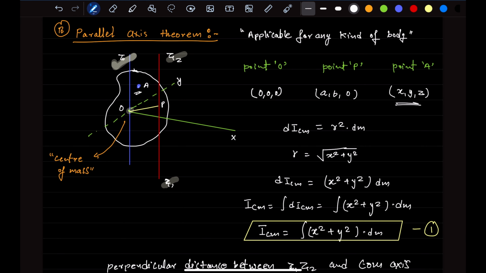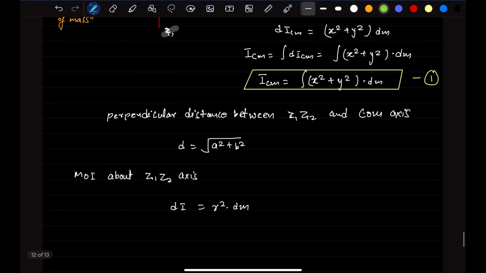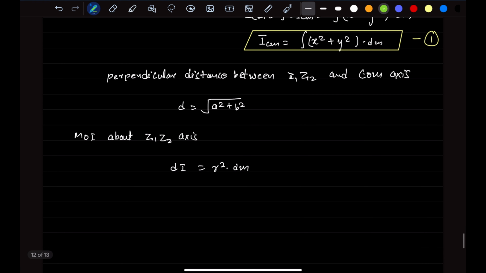Basically, we are dropping a perpendicular from the Z1, Z2 axis onto the point with coordinates a, b, z. The coordinate will be (a, b, z), and we need to find the distance between (x, y, z) and (a, b, z). That perpendicular distance may not be clear to you, so let me write it down. We are dropping a perpendicular from (a, b, z) onto (x, y, z), so that we can find the perpendicular distance of the elemental mass.